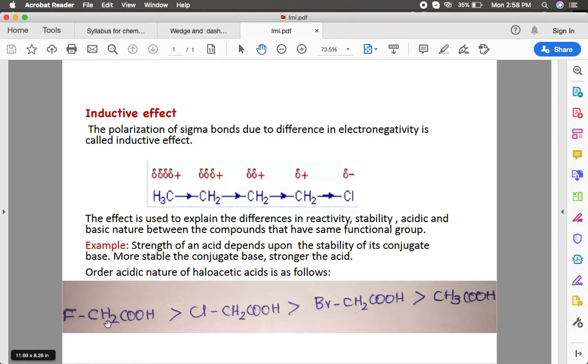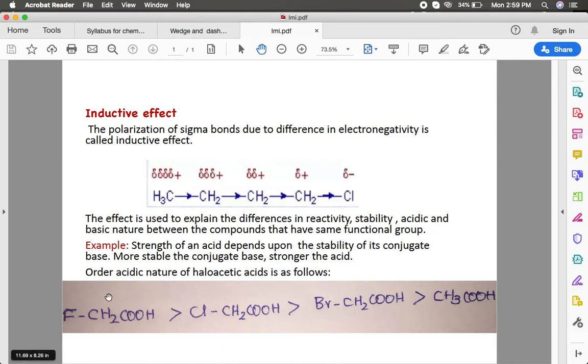This is the order of acidic nature for the haloacids, more precisely, haloacetic acids. So fluoroacetic acid is more acidic than chloroacetic acid, which in turn is more acidic than bromoacetic acid, which in turn is more acidic than acetic acid itself. What is the reason behind this trend?